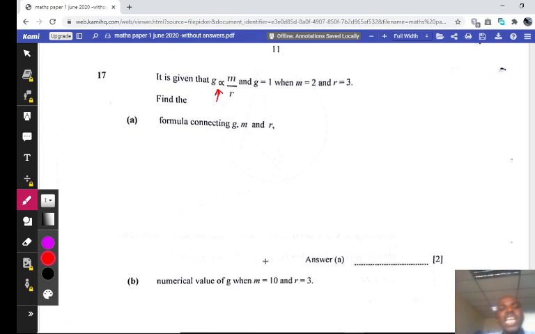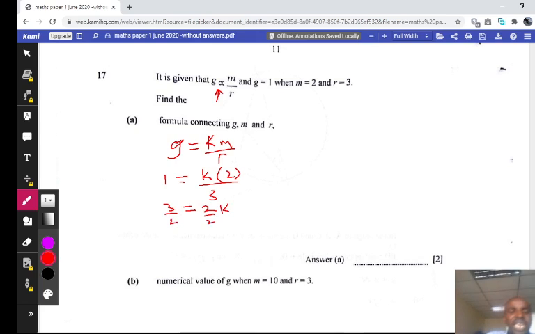you replace it with an equal sign, then you have to put a constant. You can use K, like this. You say G is equal to KM over R. Then you find the value of the constant using these values that are given. G is equal to 1, you substitute 1 equals K, then M you are given as 2, and your R you are given as 3. After that, you simplify. Cross multiply, you get 3 equals 2K, then divide by 2 over 2, you get K equals 3 over 2.